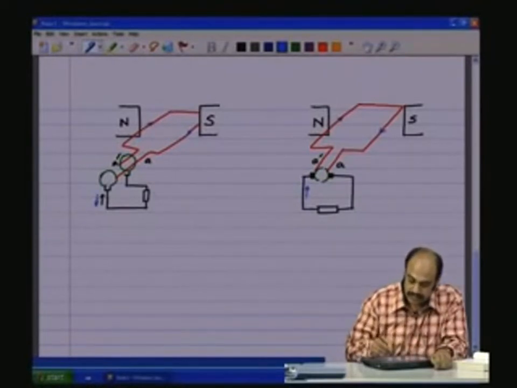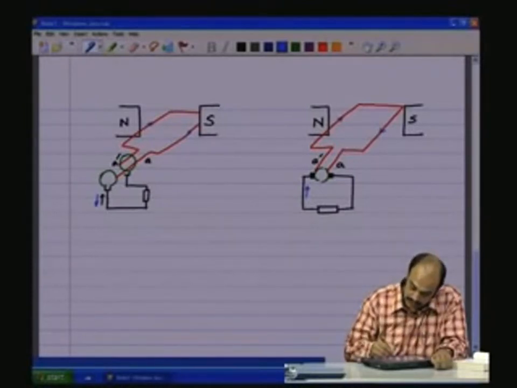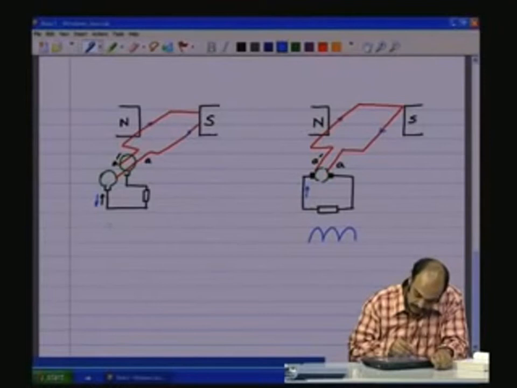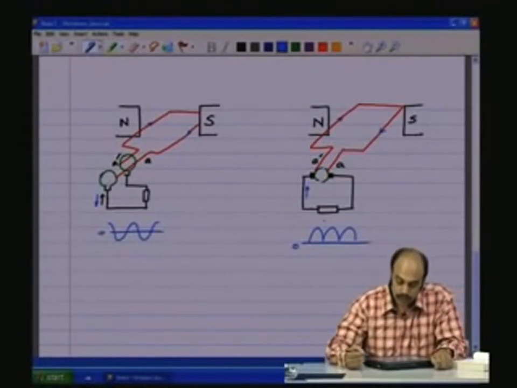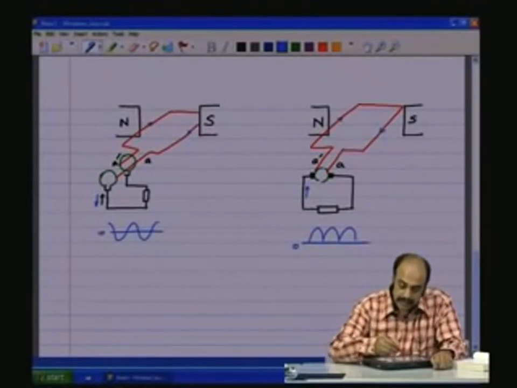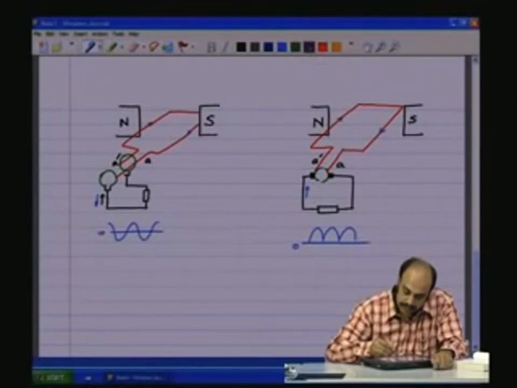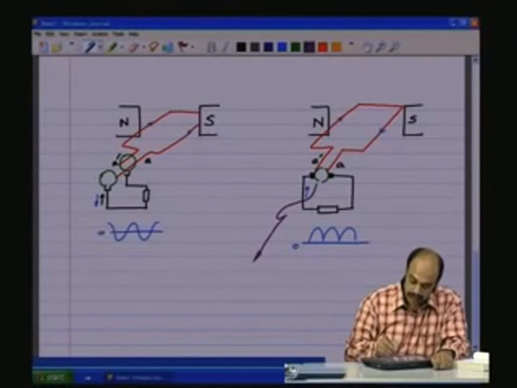So here it is AC, whereas here it is unidirectional always. So here you get a waveform pattern which is like that, and here you would get a waveform pattern which is about a 0 line, and this is about a 0 line. So you get a unidirectional current as shown here, and this has been achieved due to this particular ring which we have put there, and that is called the commutator.